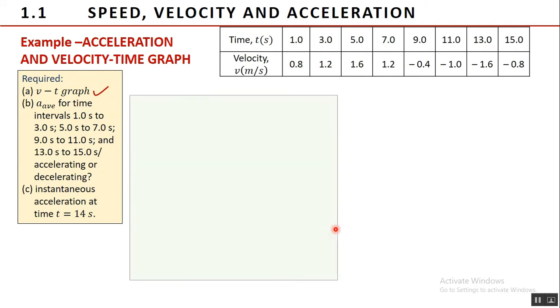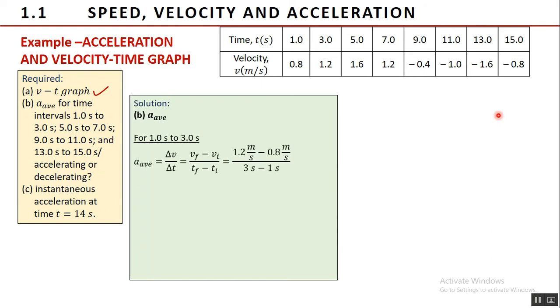Now we're ready for average acceleration. Average acceleration is equal to change in velocity divided by the time interval. For time interval 1 second to 3 second, the change in velocity is 1.2 minus 0.8 meters per second divided by 3 minus 1 second, will give an acceleration of positive 0.2 meter per second squared. Since the initial velocity and acceleration are both positive, therefore the astronaut is accelerating during this time interval.